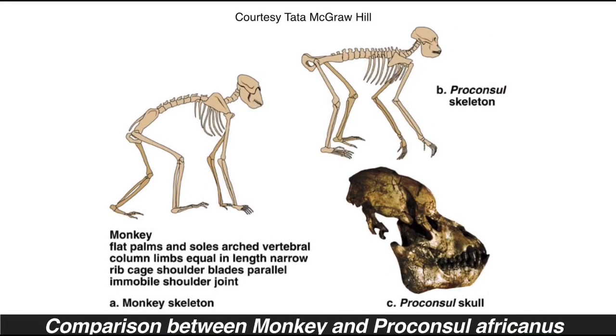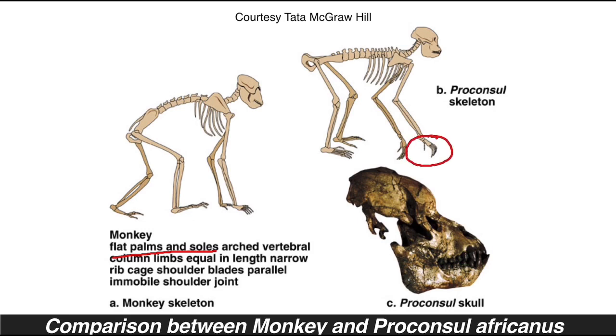Now this particular slide focuses on the differences between the proconsul and a monkey. Since we have a common ancestor, we are just seeing how evolution has shaped the two different organisms variably. In case of monkey, you can see the palms and soles of the forelimb and hind limbs are flat, whereas in case of proconsul we do not see flat palms.